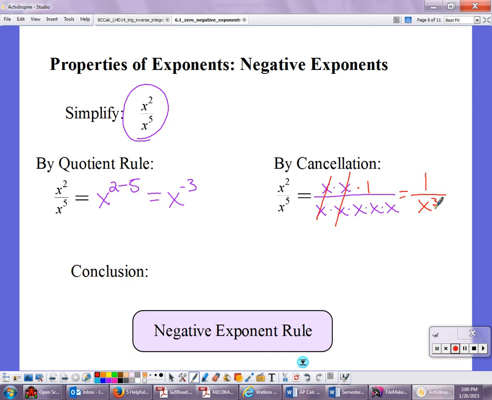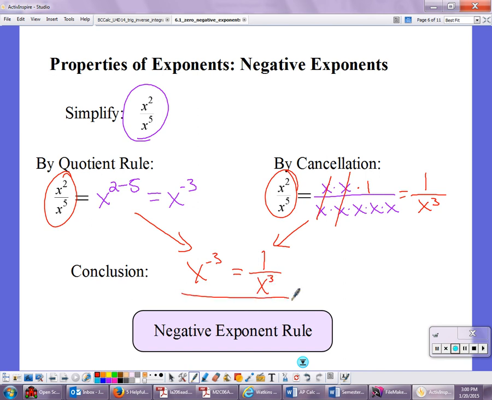Oh, well, take these two things and pull them together, right? We've got the same problem, x squared over x to the fifth, and x squared over x to the fifth. On the one hand, we said it equals x to the negative 3. On the other hand, we said it equals 1 over x cubed. Well, if it equals both of those things, again, those two things better be equal. So x to the negative 3 equals 1 over x to the third power.